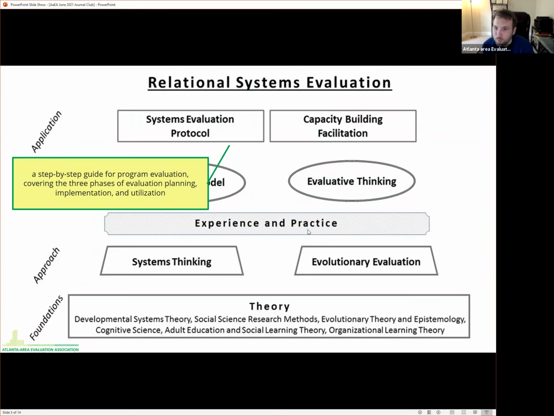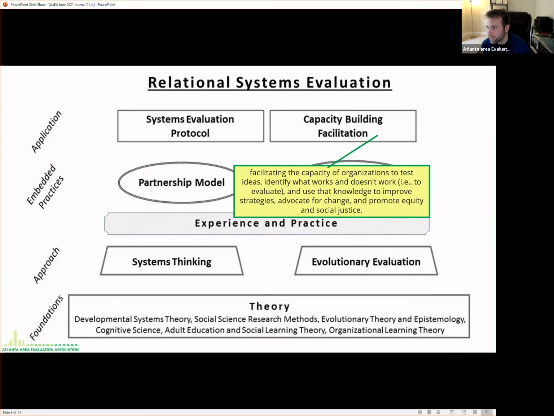So, the systems evaluation protocol. This is a step-by-step guide for program evaluation covering the 3 phases of evaluation planning, implementation, and utilization. They're taking a very systematic approach, where special consideration is given in all 3 of these domains to the grander scheme of the evaluation protocol being laid out here.